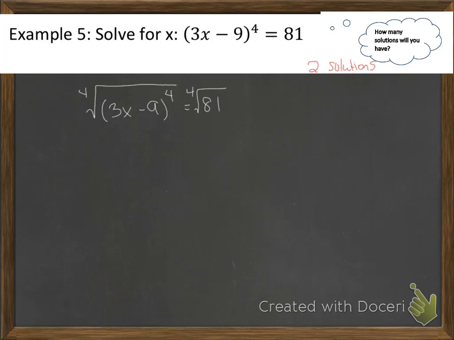Okay? So, of course, we're taking the fourth root of both sides. Again, reminding yourself, hey, that's an even root, right? So when I take the fourth root of 81, that is 3.